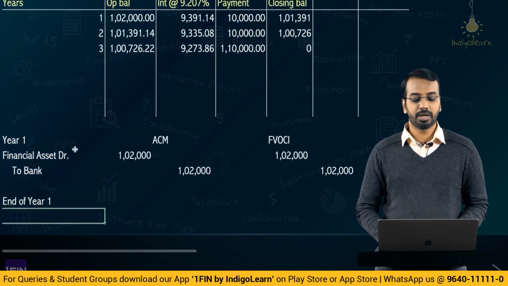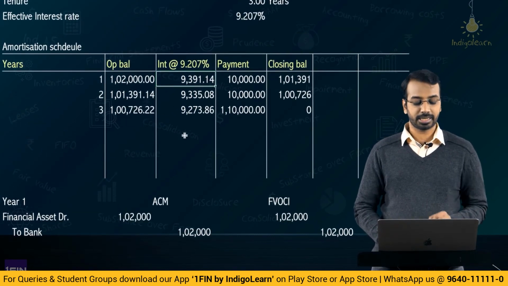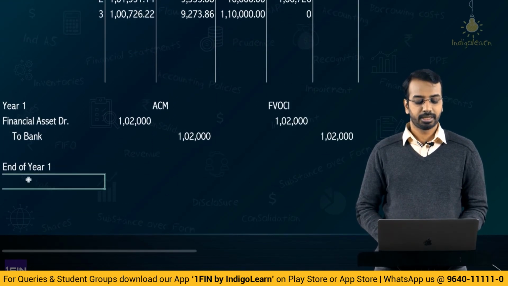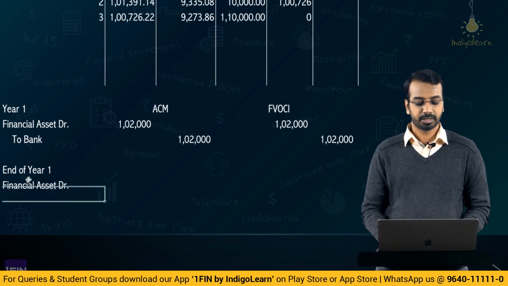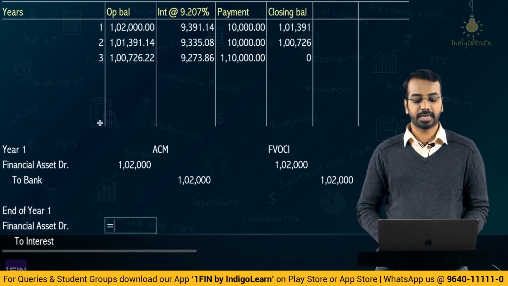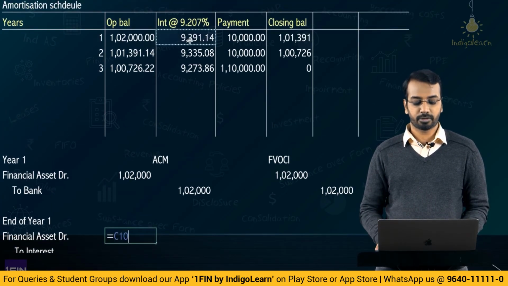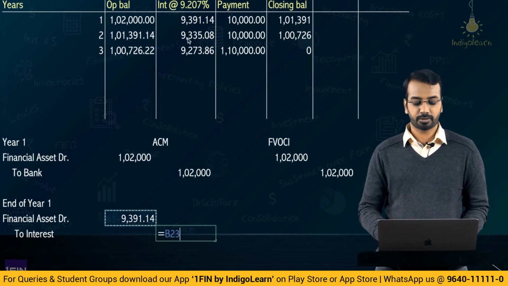Now, at the end of year 1, what all will happen? You will have to recognize interest. So, say for a moment you have recognized interest, in this case, which is financial asset debit to interest. How much is the amount? Financial asset debit 9391.14 and 9391.14 interest.